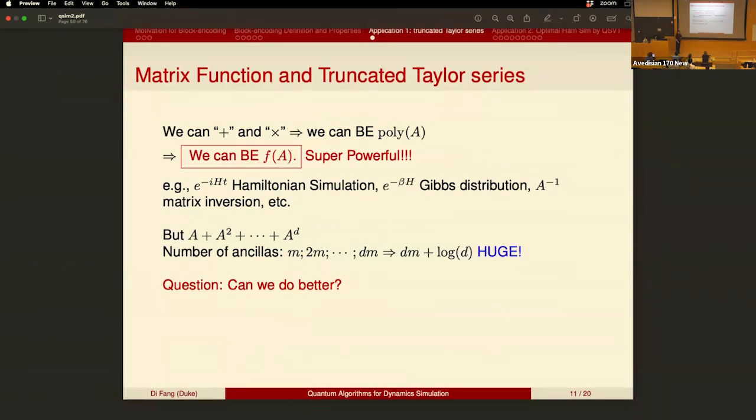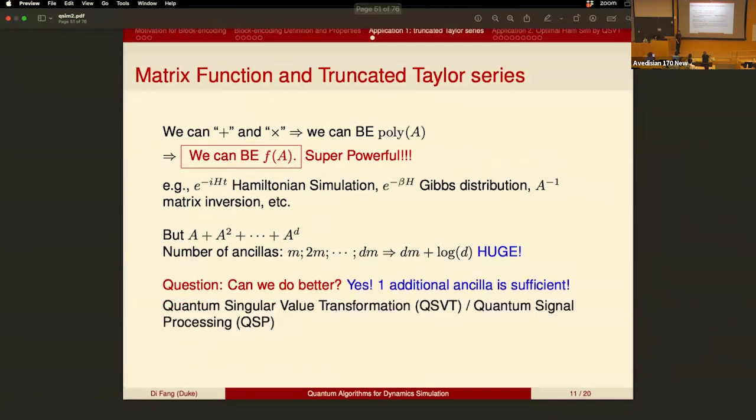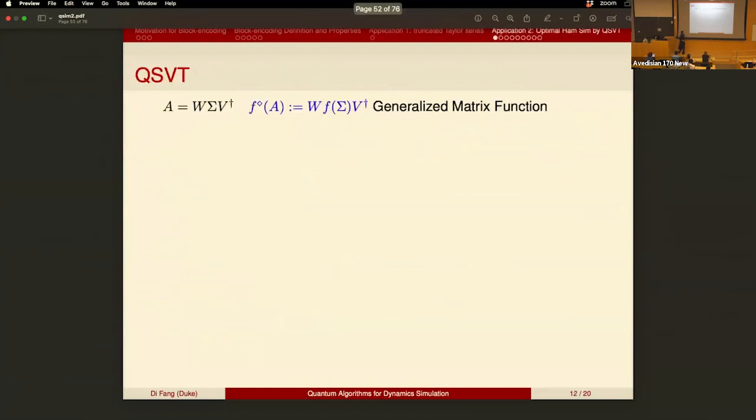Can we do better? It turns out QSVT, or QSP, which is the prototype version of QSVT, is the technique I'm going to discuss in the next part of the lecture. In a naive case, if you want to implement a polynomial, you get away with one query, forget about the other things. Pretty cool, right? All right. So now let me talk about QSVT.